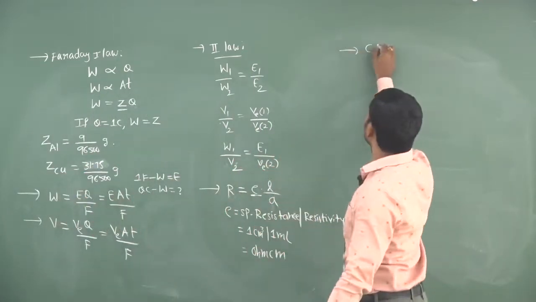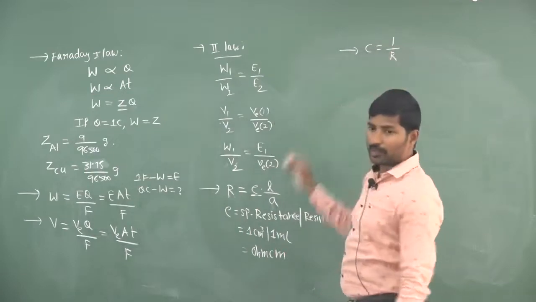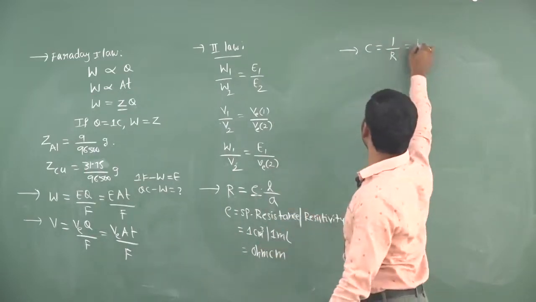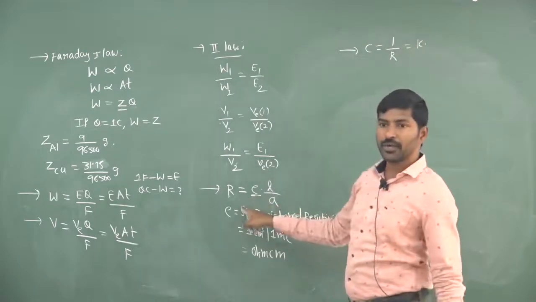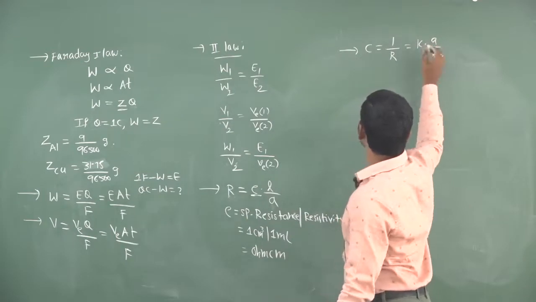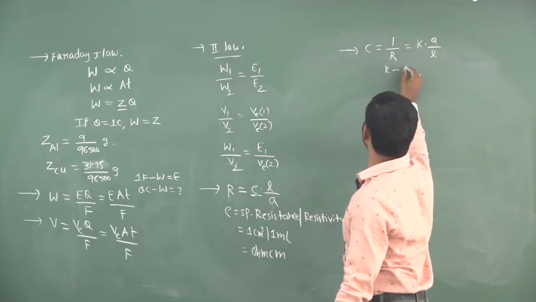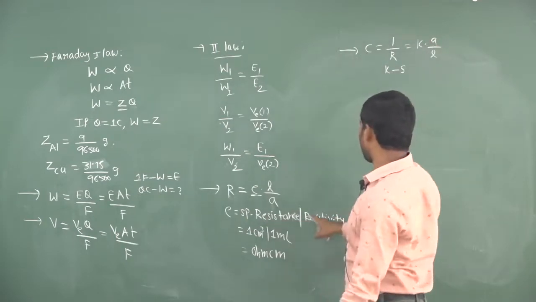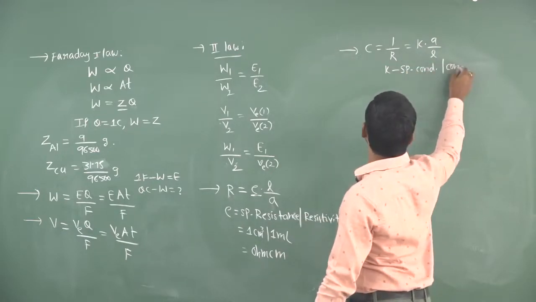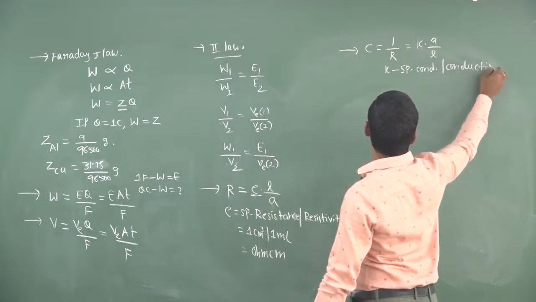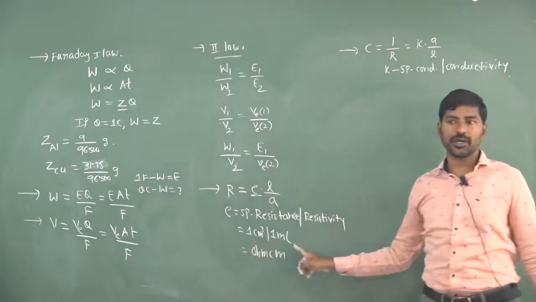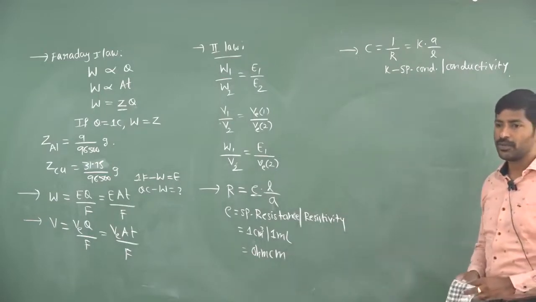And conductance, C is equal to 1 by R. If you take the inverse of this equation, 1 by rho is called K. 1 by rho is K into A by L. K is called specific conductance or conductivity. That is the conductivity of what? 1 centimeter cube or 1 ml of electrolyte solution.